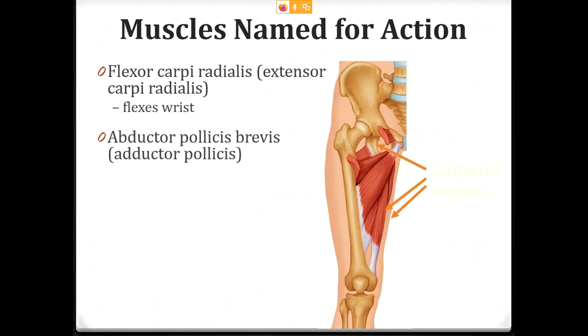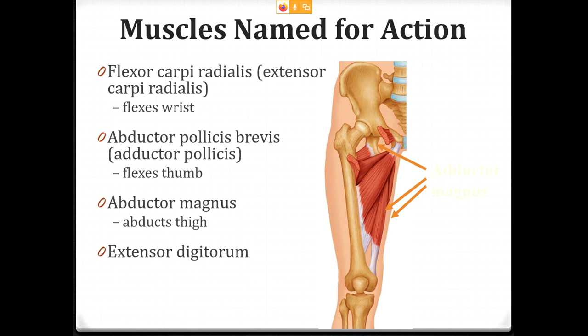So then coming to the abductor pollicis brevis. Abductor means the muscle responsible for abduction. Pollicis means the thumb of the hand. Brevis means short. Then coming to the abductor magnus. Magnus means big muscle. Abduction of the thigh, abduction of the lower limb. So that is called abductor magnus. Okay, extensor digitorum means the muscle responsible for extension movement of digits, means fingers. Okay, so that is about the muscles named for action.